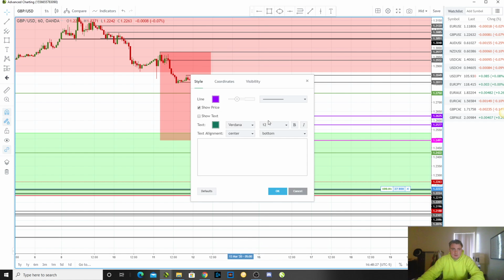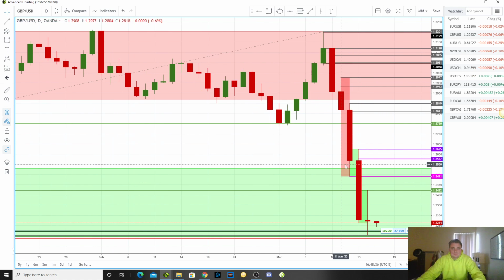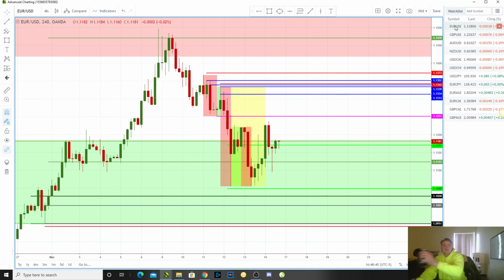So this trade is still going to be just a coulda, shoulda, woulda won. Our first profit target's before that, so it doesn't really matter. But yeah, so that's the pound.